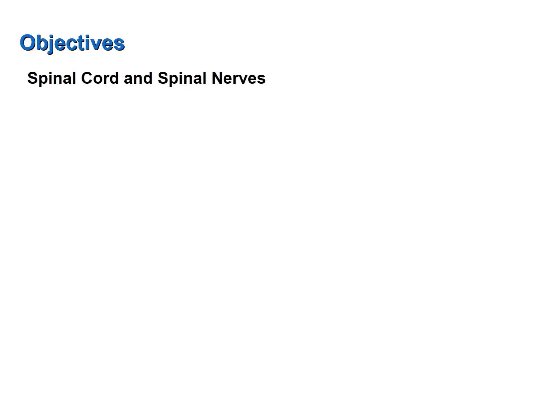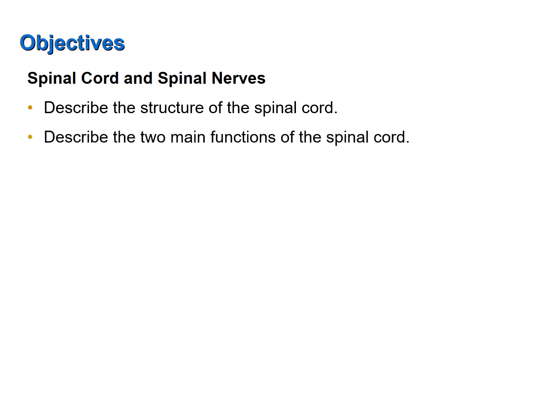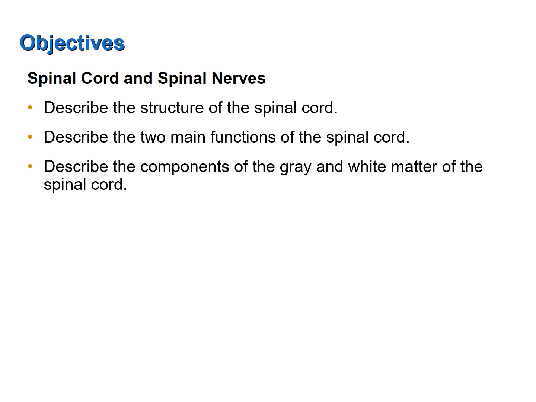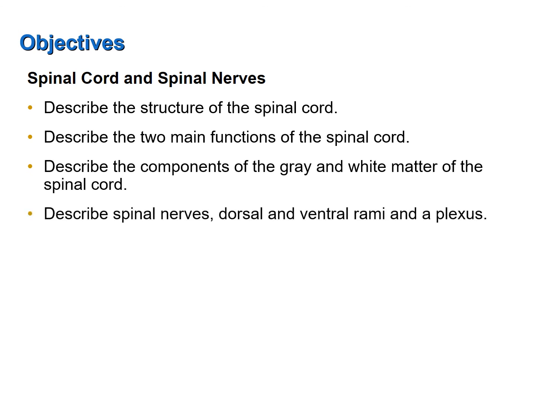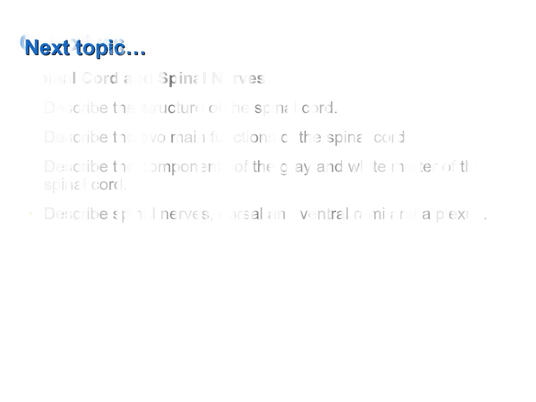Let's review the objectives of this screencast. Describe the structure of the spinal cord. Describe the two main functions of the spinal cord. Describe the components of the gray and white matter of the spinal cord. Describe spinal nerves, dorsal and ventral rami, and a plexus. The topic of the next screencast is the autonomic nervous system.